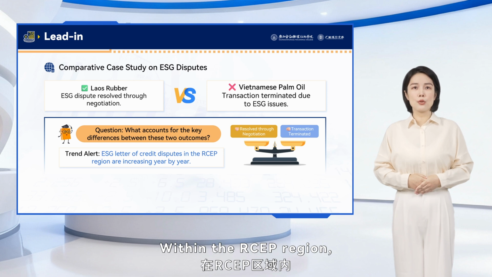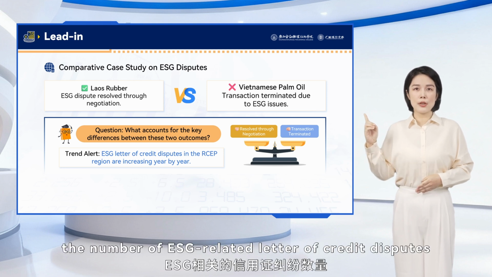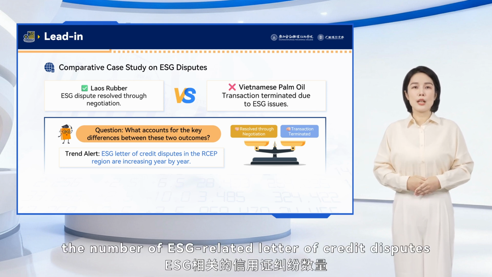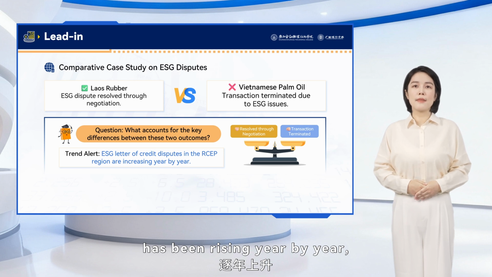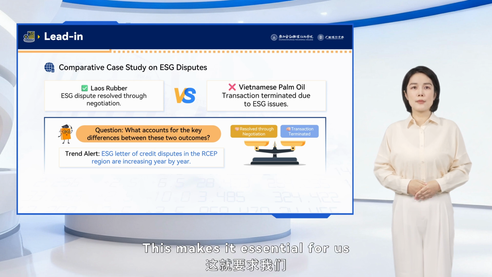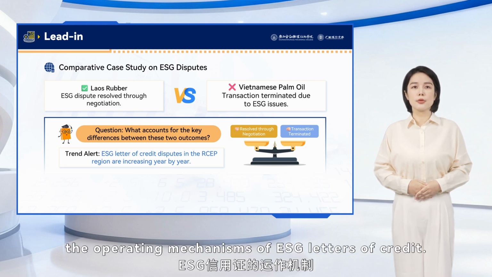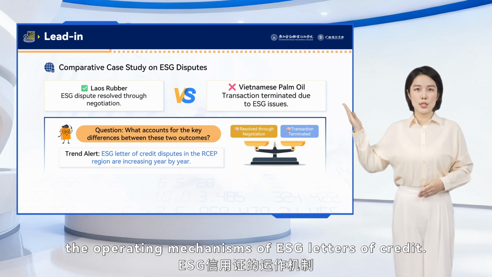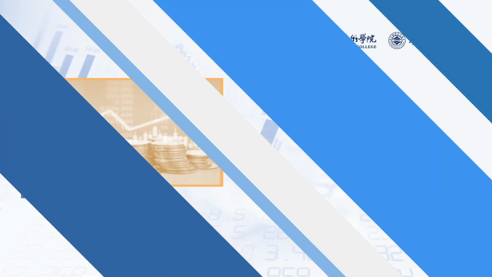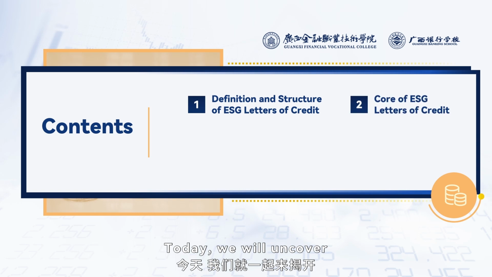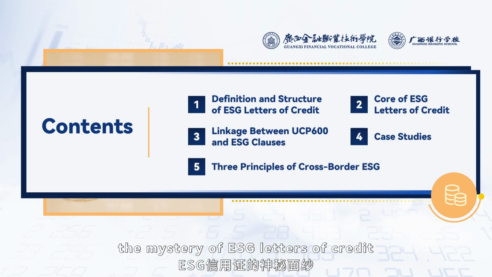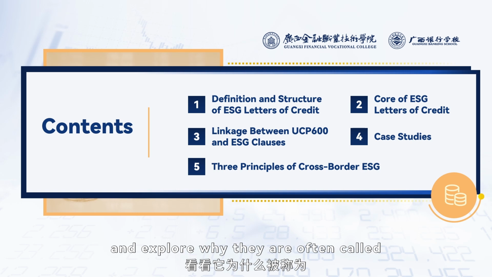Within the RCEP region, the number of ESG-related letter of credit disputes has been rising year by year, and the resolution outcomes are increasingly diverse. This makes it essential for us to thoroughly understand the operating mechanisms of ESG letters of credit. Today, we will uncover the mystery of ESG letters of credit and explore why they are often called the green pass for cross-border settlements.